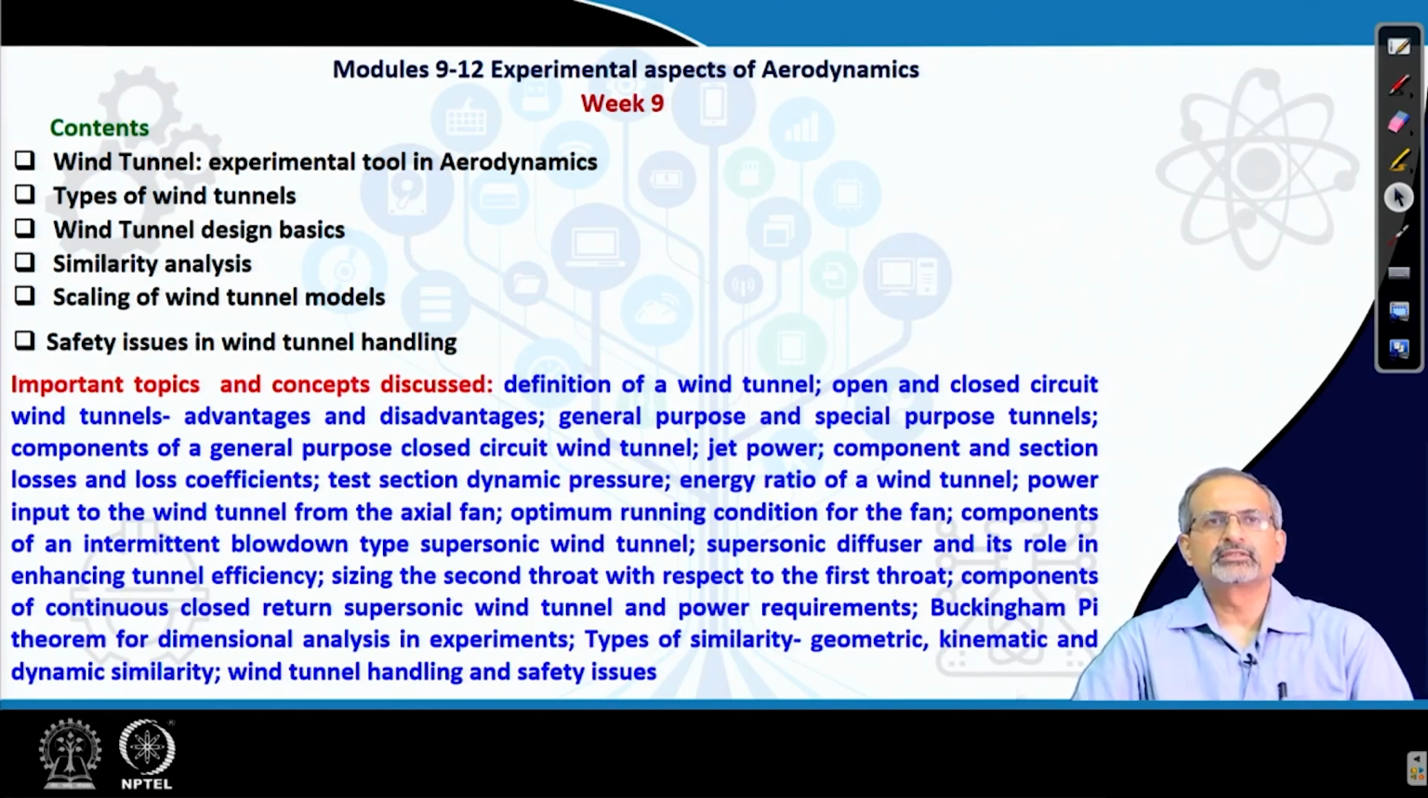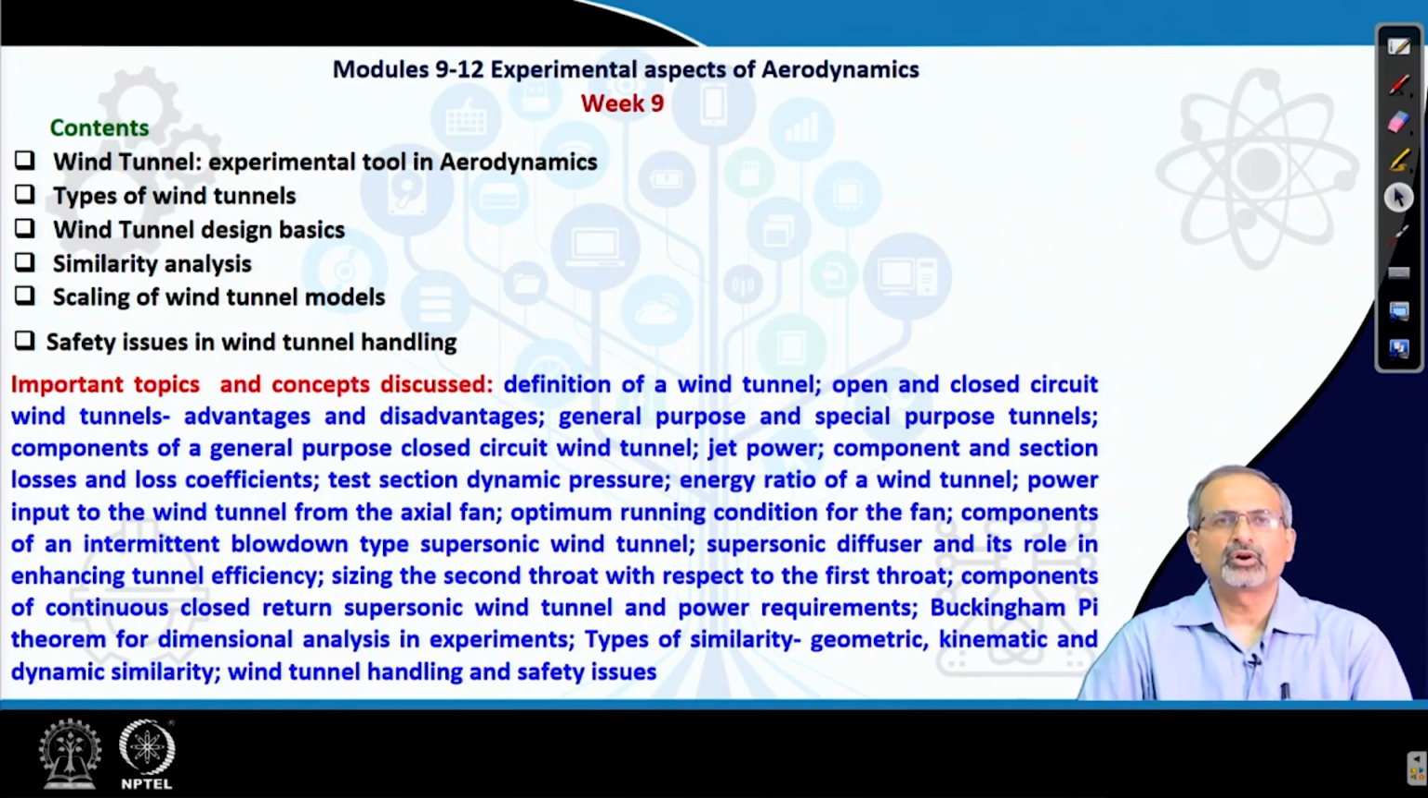Then we moved on to discuss components of an intermittent blowdown type supersonic wind tunnel. We discussed the supersonic diffuser and its role in enhancing the tunnel efficiency. We also learned how to size the second throat with respect to the first throat so that the tunnel starts appropriately and a supersonic flow is established in the test section of the tunnel. Components of a continuous closed return supersonic wind tunnel were also discussed using a simple sketch, and a simple calculation to work out the power requirements was also done.